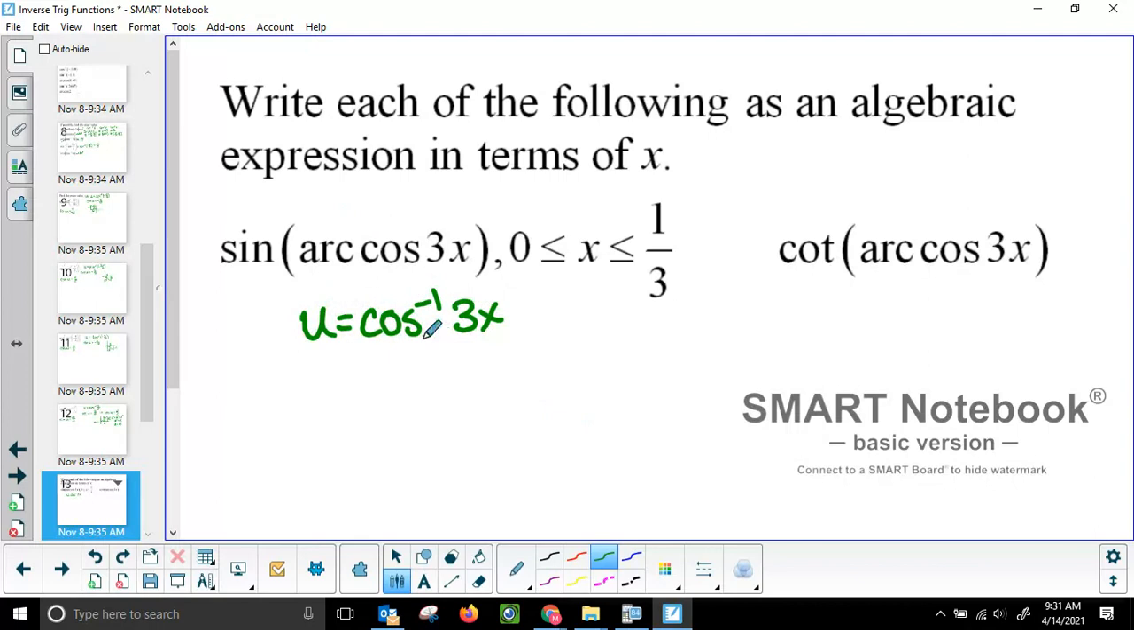How do I undo inverse cosine? Regular cosine. So I take cosine of both sides. I get cosine of u is equal to 3x. Now, because it tells us here that x is positive, between 0 and 1/3, I know that this is going to be between 0 and 1, which is what we need it to be. That's the only reason this is there. You don't really have to worry about it. So we know that this is going to be positive, so I'm going to have to be in the first quadrant.